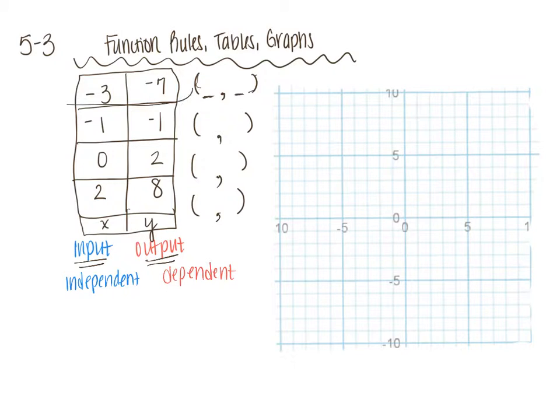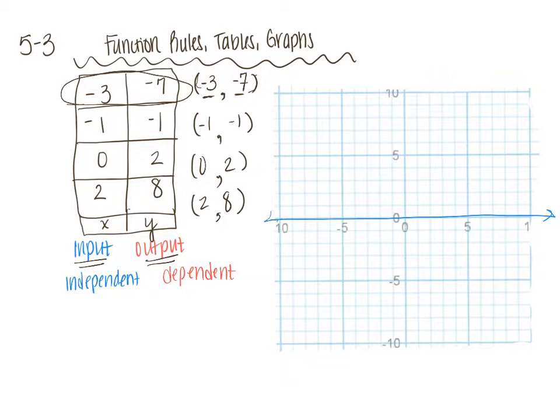All right, so let's look at putting the data in this table into ordered pairs. I'm going to take this first data set, -3, -7. Remember that your x value comes first. So if I write it as an ordered pair, it's (-3, -7). Let's do that for the others. Hopefully you get this.